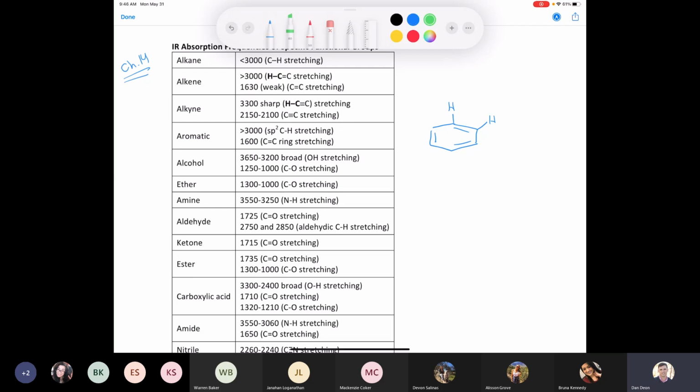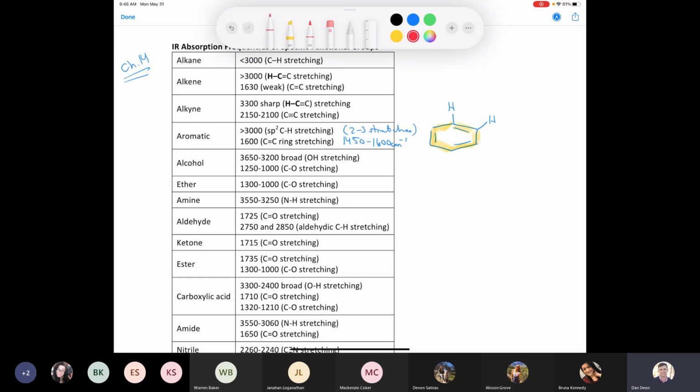But when you have an aromatic ring, you have these alternating double and single bonds. Those will usually produce anywhere from 2 to 3 signals between, it says here 1,600. It's actually more like 1,450 to 1,600 reciprocal centimeters, actually. And you'll see, again, 2 to 3 stretches for the carbon-carbon double bonds. The next one is an alcohol.